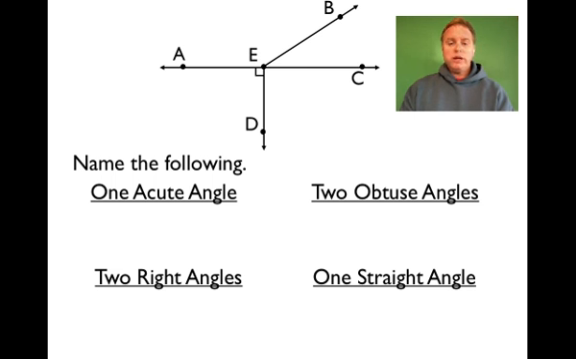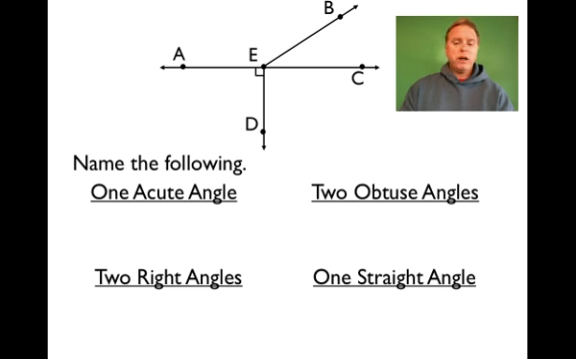So what I'd like you to do here is to name the following: one acute angle, two obtuse angles, two right angles, and one straight angle. So go ahead, pause the video, take a look at the picture, and attempt to take a guess as to what the correct answers would be here.